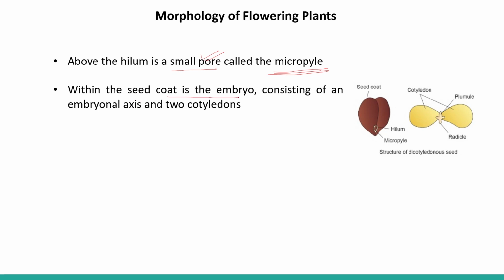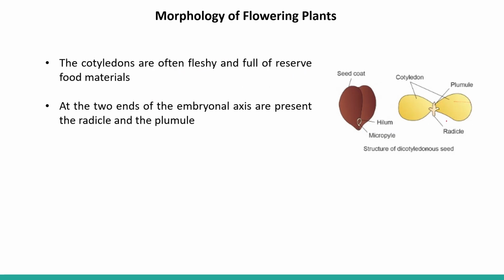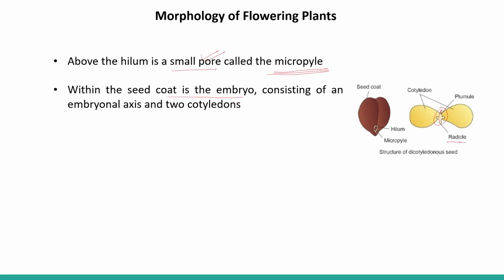Within the seed coat is the embryo. Inside the seed there is an embryo. In the embryo, the upper part gives rise to the plumule and the lower part gives rise to the radicle, and together this is called the embryo. So within the seed coat is the embryo consisting of an embryonal axis and the two cotyledons. Here we can see two cotyledons.